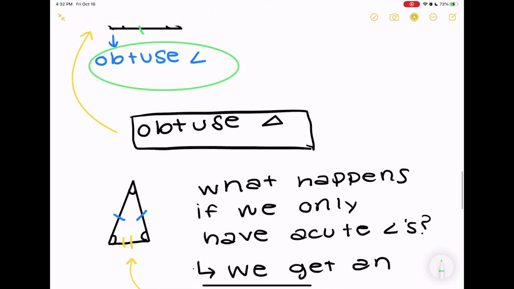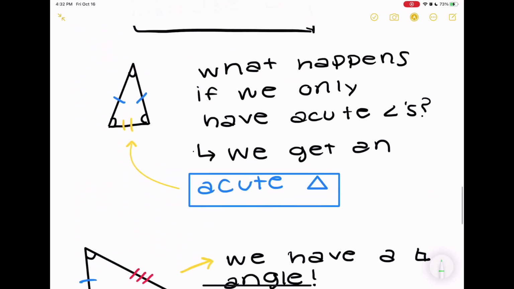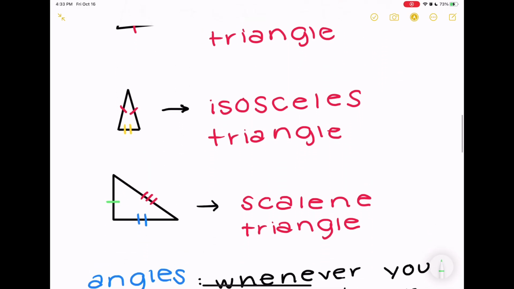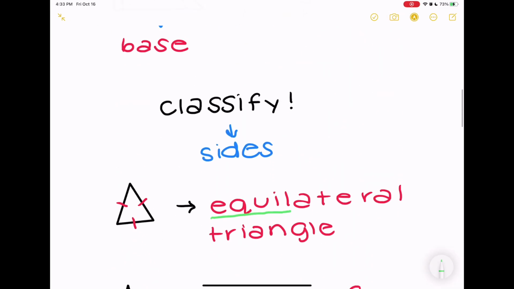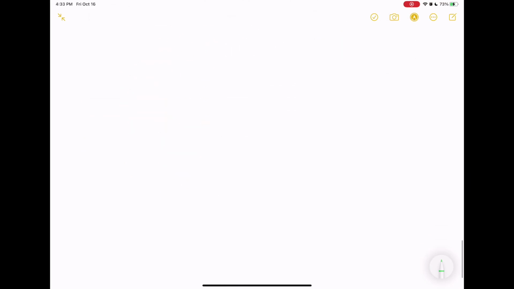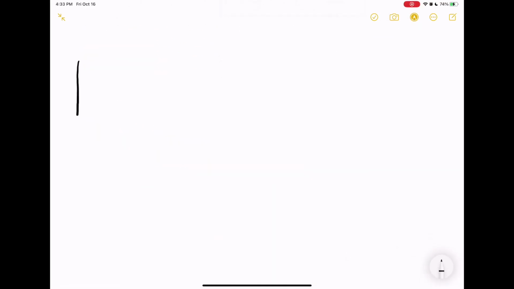Now, let's look at this right triangle. Well, if we go back, it's also a scalene triangle. And if we look at our acute triangle, it's also an isosceles triangle, and the obtuse triangle is also an equilateral triangle. So this means that all of the classifications do overlap, which may help you a lot.